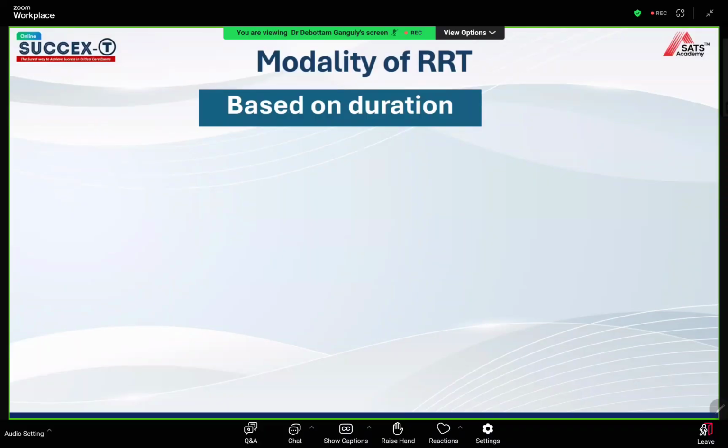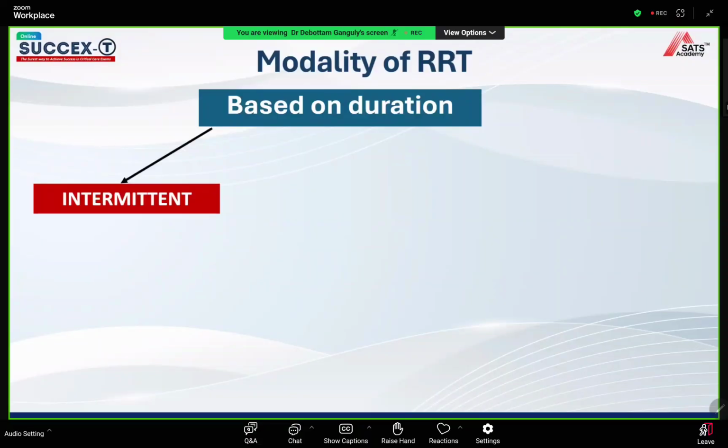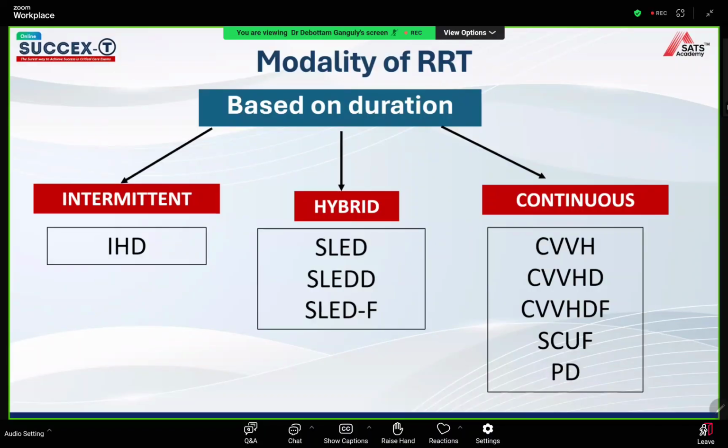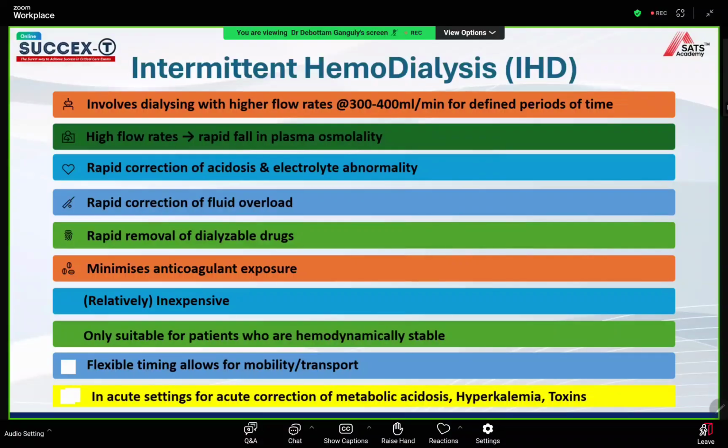Based on duration, we can divide RRT into mainly three types. One is intermittent, that is intermittent hemodialysis, which is very common to us. Then the continuous process, that is continuous renal replacement therapy, which has several classifications like continuous veno-venous hemodialysis, continuous veno-venous hemofiltration, continuous veno-venous hemodiafiltration, and so on. And between these two is hybrid therapy, known as SLED or slow low efficiency dialysis. I'll come to details one by one, but first a brief on intermittent hemodialysis.